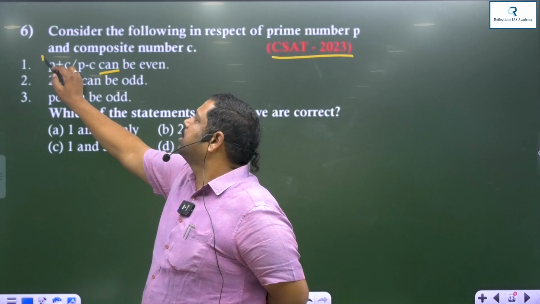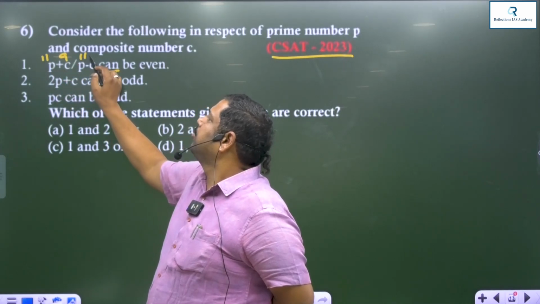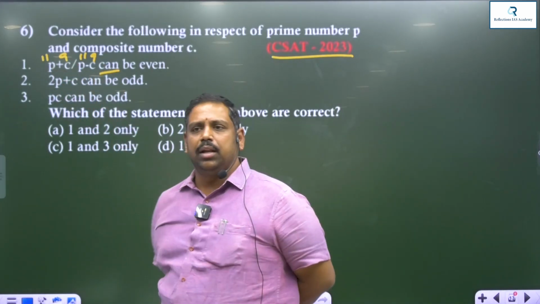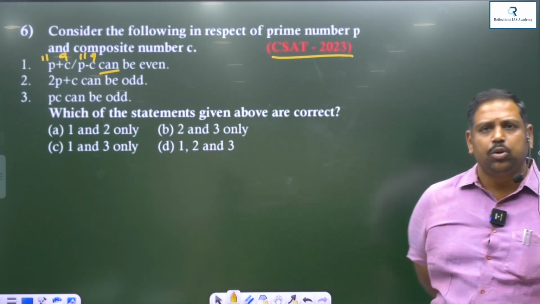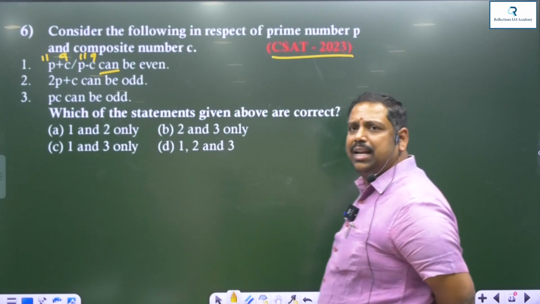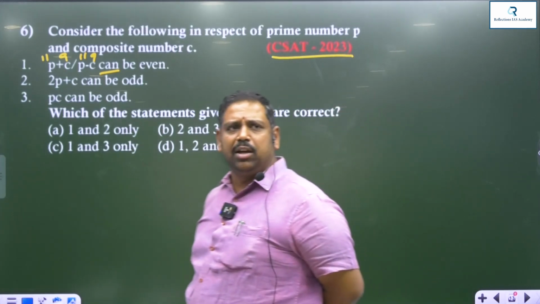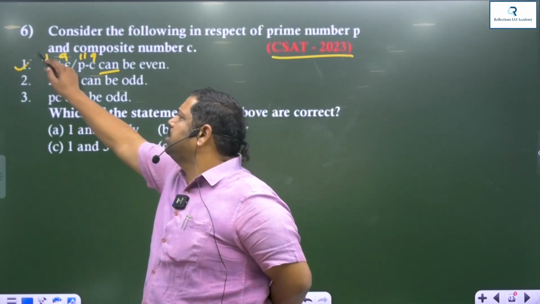11 and 9 you can take. 11 plus 9 is 20. 11 minus 9 is 2. 20 by 2 is 10. Is it an even number or not? Is there any possibility or not? Yes, it is. Definitely first one is correct.